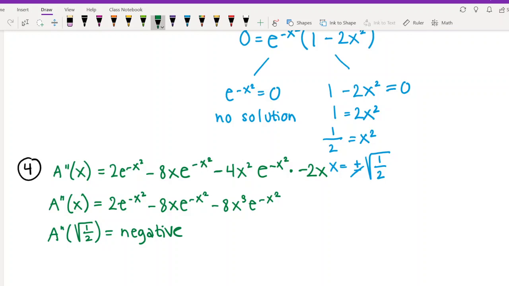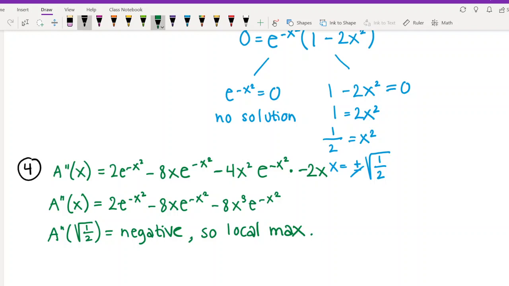If you want to confirm that for yourself, you can go ahead and plug in square root of 1/2. And basically what you'll see is that all of these have the same exponent, so those are all going to become e to the negative 1/2. That allows you to group everything else together, and these will both be negative. So you have 2, and then 2 other negatives being subtracted, which gives you overall a negative result. Because it's a negative result, that tells us that we have a local max, and that's good. That means we actually found the place where a maximum value occurs.